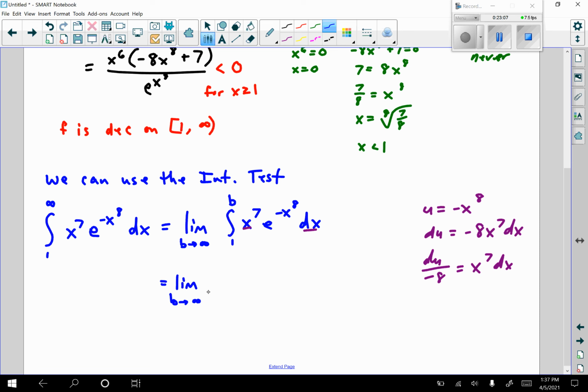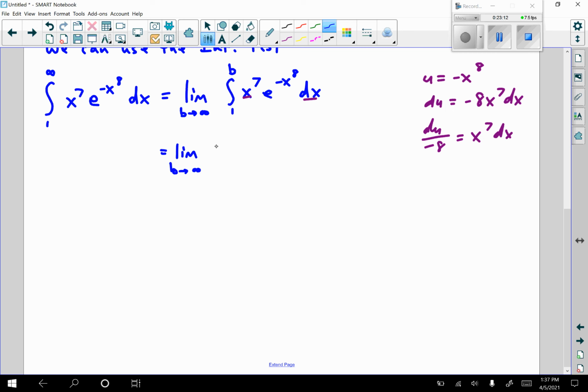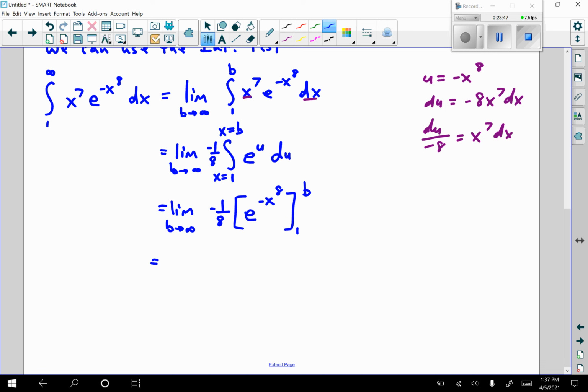So in a way, I want to say the hard part's over. We've been doing this next part so much, hopefully you feel this becomes a little bit easier than what I just had above that. So now this becomes, again, since I'm using u substitution, I want to say x equals 1 to x equals b. We could take that negative 1/8 out in front, and then we just get e to the u du. And as we continue, since the antiderivative is just going to be e to the u, I could bring u back in. So this just becomes negative 1/8 times e to the negative x to the 8th as x goes from 1 to b.